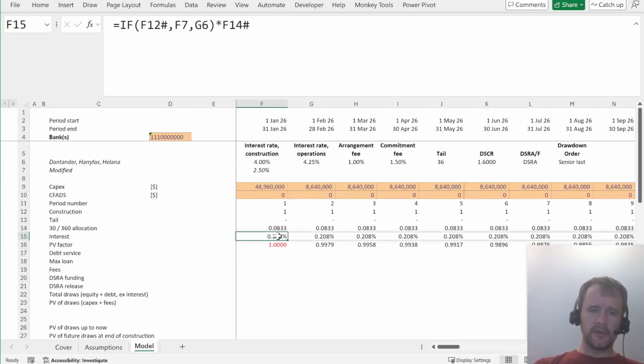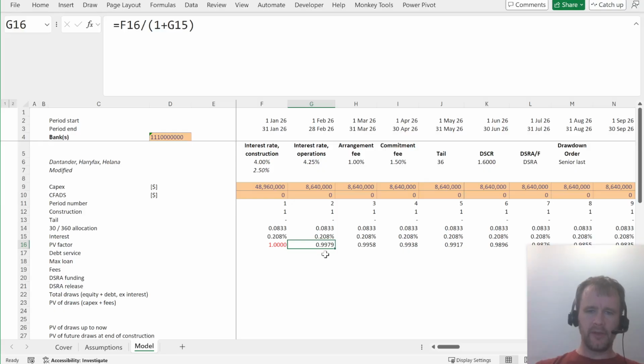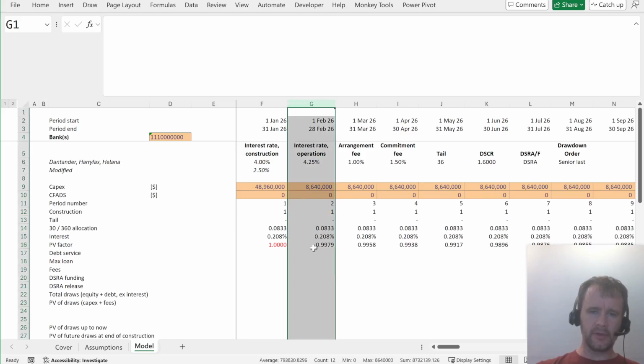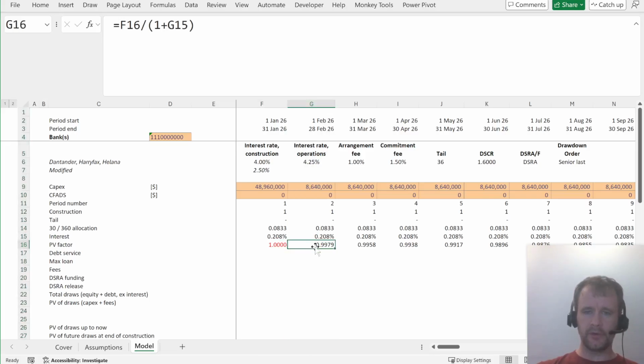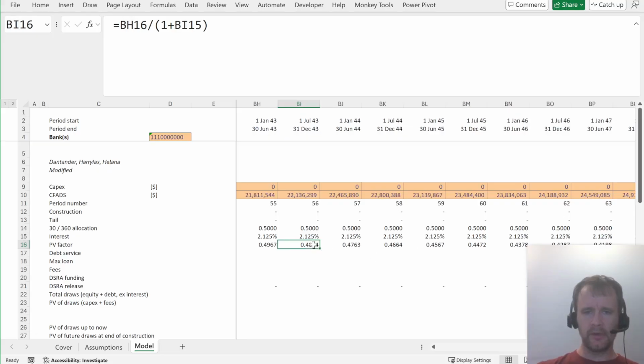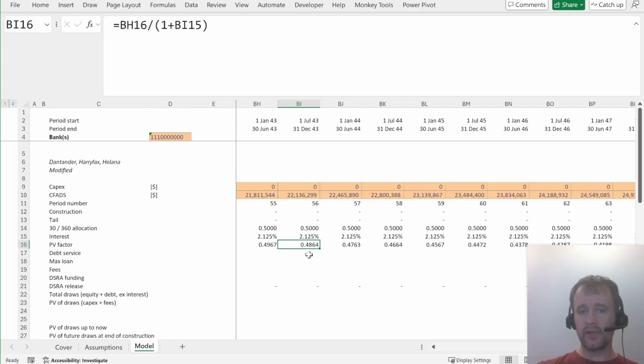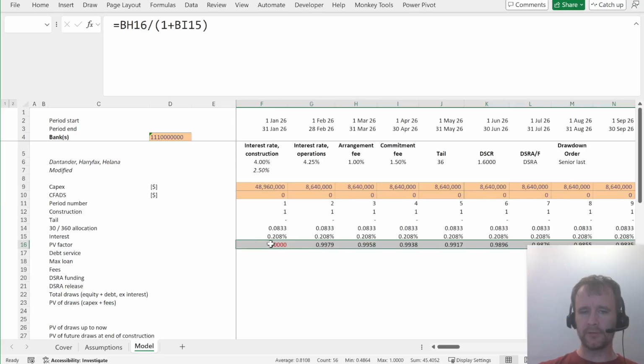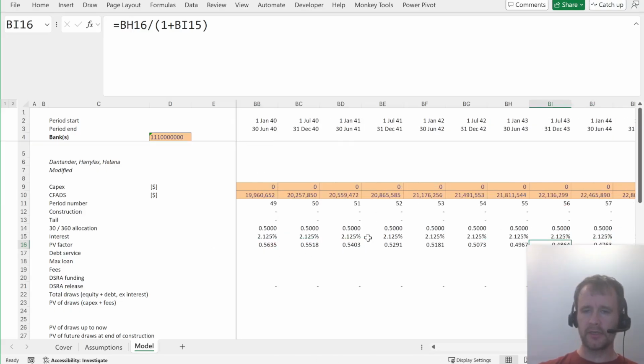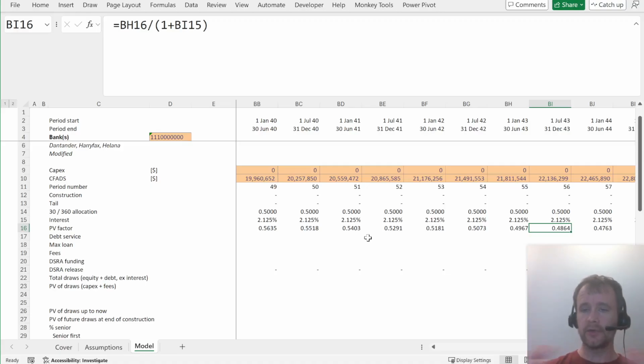And so the idea here is, if I make a $1 payment at the end of the second period, what's that worth at the end of the first period? It's worth 99.79 cents. If I make a $1 payment, way out here at the end of December 2043, that's worth 48.64 cents in terms of the original money, because that's how much the interest has increased it by.